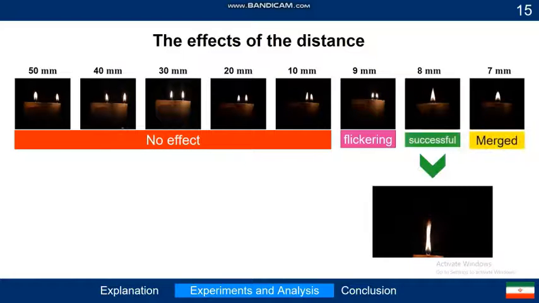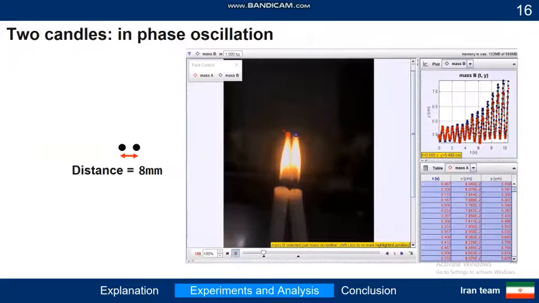Okay, here are the differences between the distances of the candles. As you can see, at 50 millimeters and 10 millimeters, you can see no effect, but at 90 millimeters, you can see small flickerings. But fortunately, at 80 millimeters, we are successful and we can see some big oscillations. But at 7 millimeters and smaller than that, we usually see that they merged.